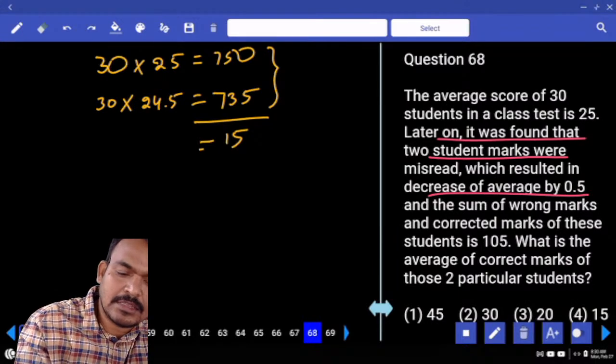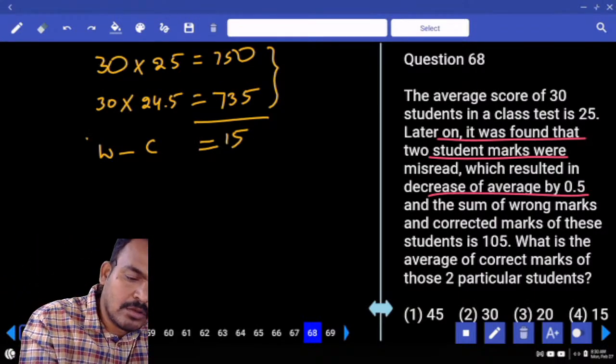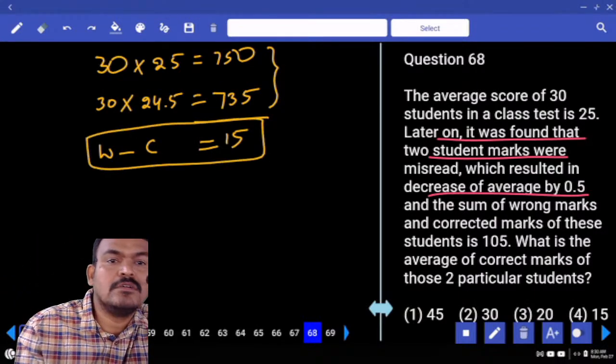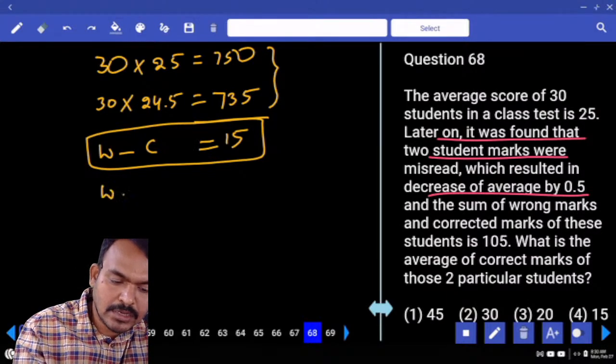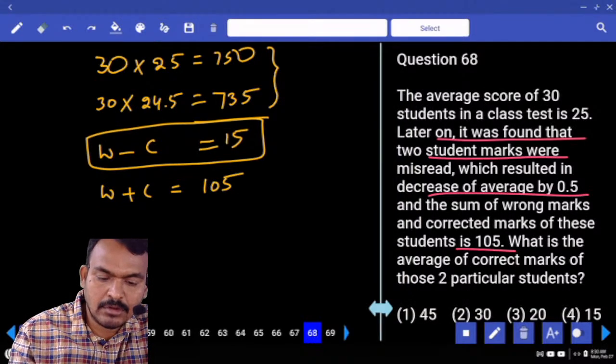Actually, was the average decreased or increased? Decreased. Means the wrong marks are more than the correct marks. And the difference between the wrong marks and correct marks is 15. But the wrong marks plus correct marks sum is how much? 105, or not?